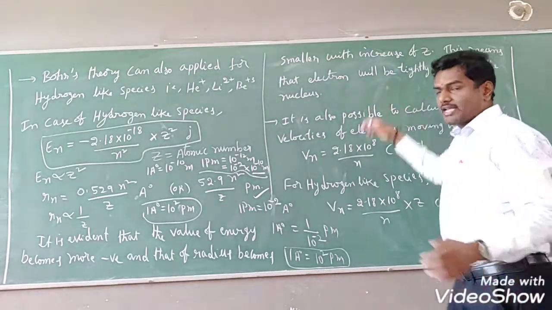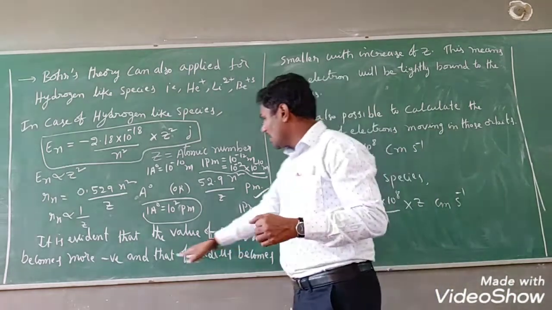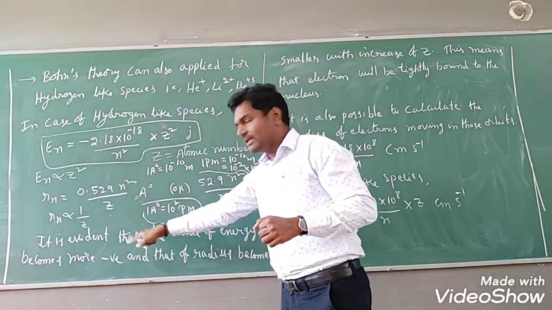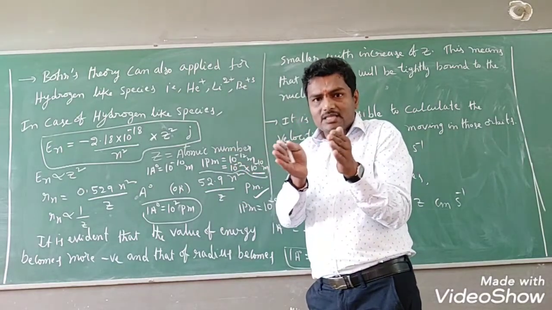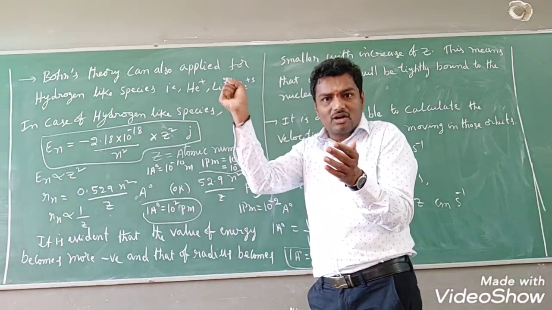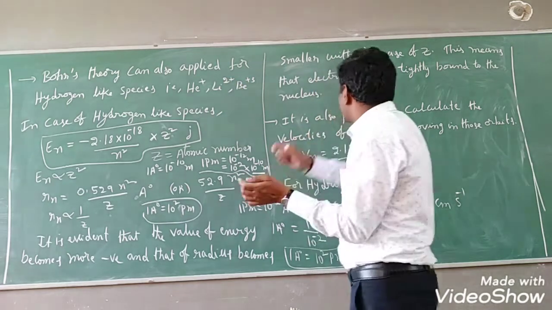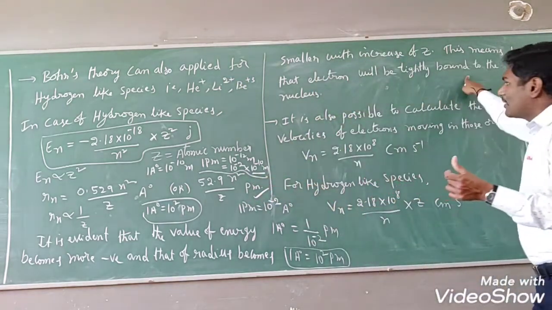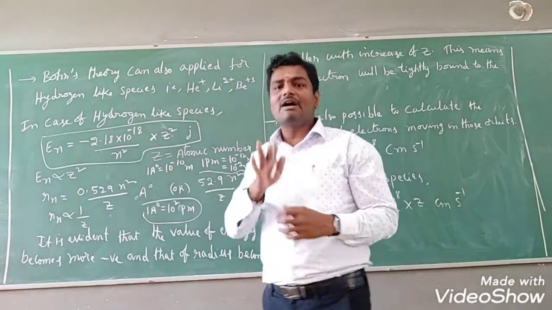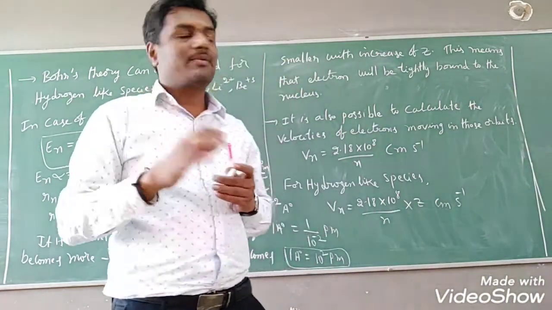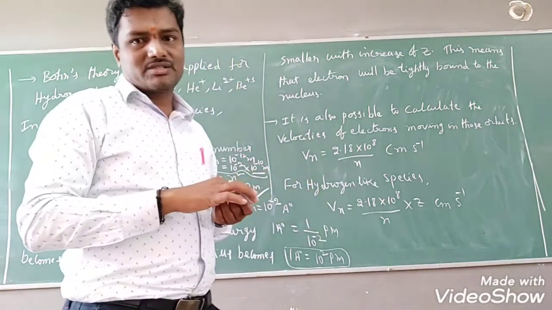That means what we can say? Energy of the orbit increases, negative value increases, but radius becomes smaller. Whenever the radius becomes smaller, what we can say? The electron is tightly held by the nucleus. The electron will be tightly bound to the nucleus, we can say, students. This is about what? In case of hydrogen-like species, energy of orbit and the radius of the orbit, students.